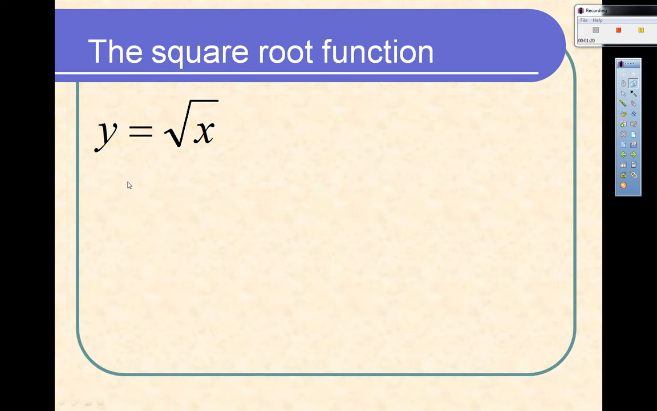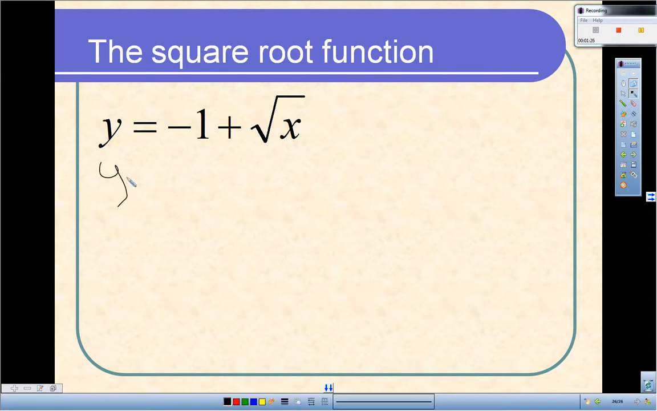Alright, let's take a look at another one. Let's say you have this function, which I'm going to rewrite as y is equal to the square root of x minus 1. What I can tell is that this graph, compared to the other graph, is going to go down 1, and it's not going to move any left or right. It's going to go down 1 because of this minus 1.